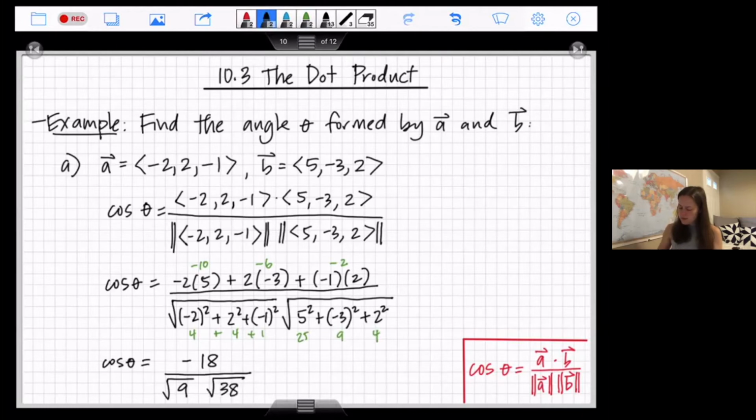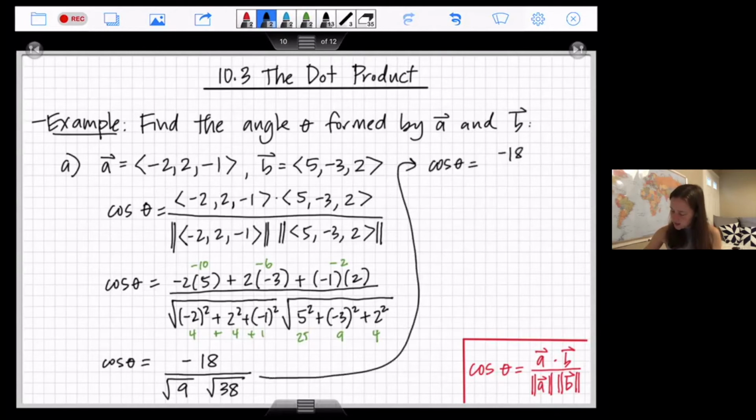Okay, so let's see. Squeeze this in up here. This tells me that cosine theta is equal to -18 over 3 root 38. And hey, the 3 and the 18 can simplify, right? 18 divided by 3 is 6. So cosine theta equals -6 over root 38.